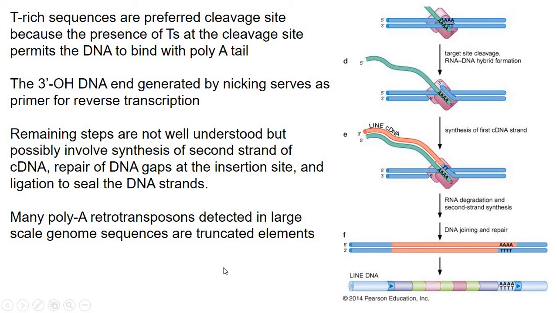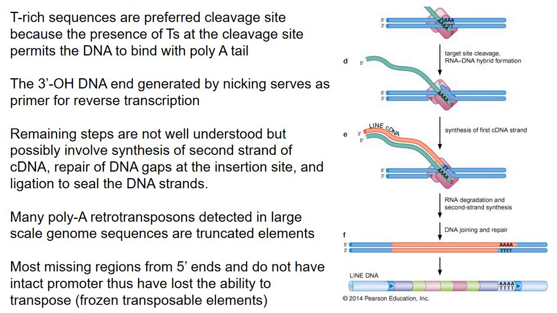Many of these poly-A retrotransposons detected in large-scale genome sequences are truncated elements. What that means is most of these molecules don't have the 5' UTR. If they don't have the 5' UTR, they cannot transpose. So they're frozen elements, because if it misses the 5' end, it does not have the intact promoter, and it cannot make that RNA molecule. If it cannot make RNA, then it cannot transpose.